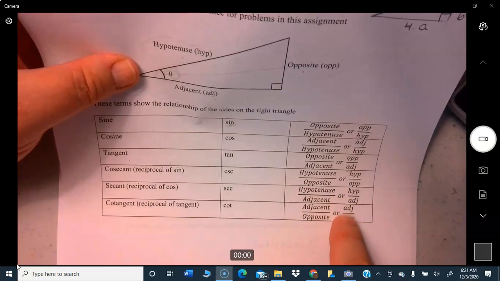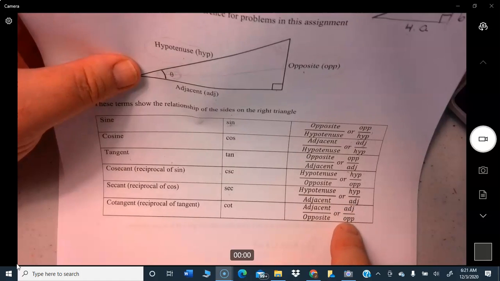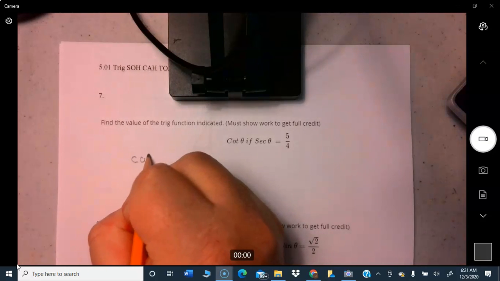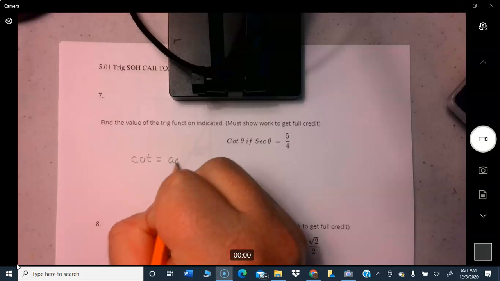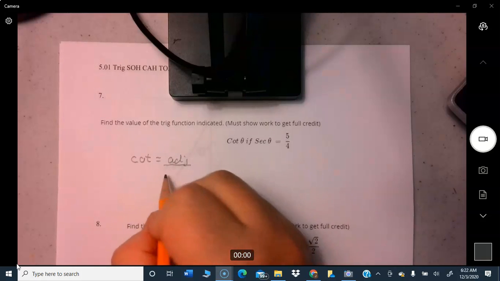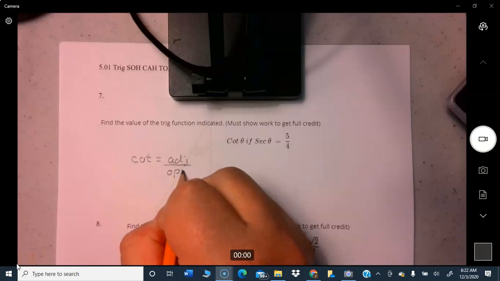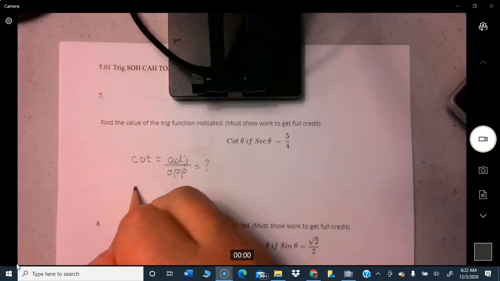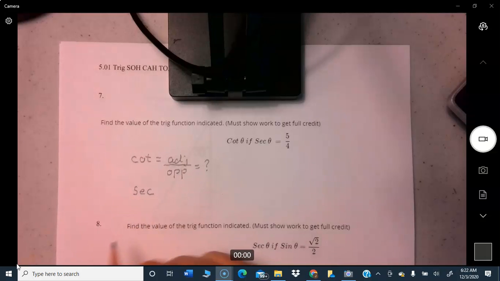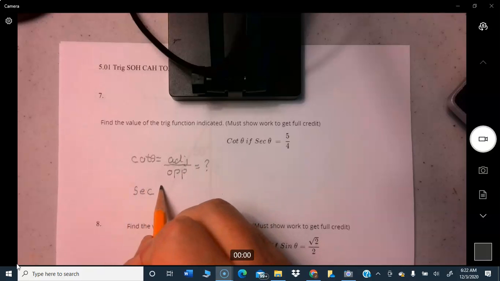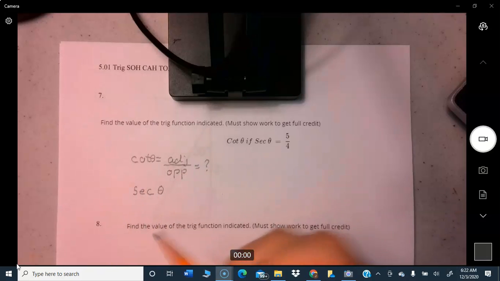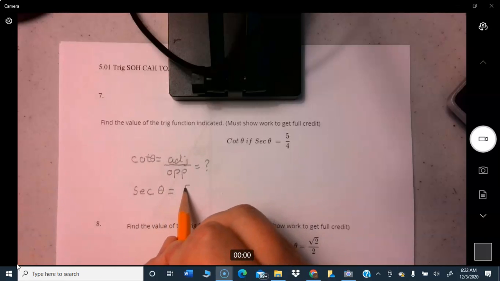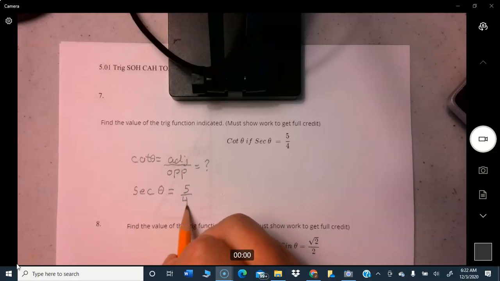So let's go ahead and write down what we're looking for and what we want to know. So cotangent is adjacent over opposite. And that's what you're trying to find. So you can just put a little question mark there. Secant, and I really should put theta to be proper. Theta. It's always of an angle. All of these functions are of an angle. Secant, it says, equals 5 over 4 right there.